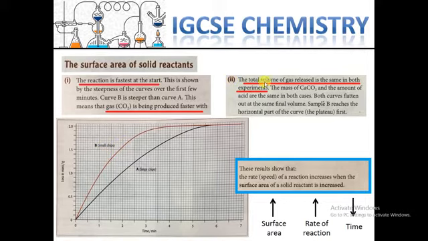Second, the total volume of the gas released in both experiments is the same, because at the end they reach the same point. That means both reactions lost the same amount of weight, or actually produced the same amount of carbon dioxide gas.